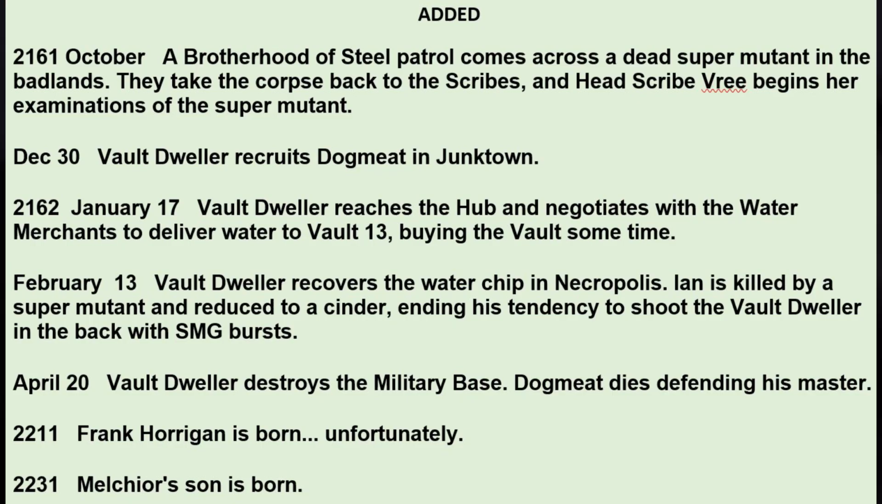2162. In January, Vault Dweller reaches the Hub and negotiates with the water merchants to deliver water to Vault 13, buying the vault some time. February, Vault Dweller recovers the water chip in Necropolis. Ian is killed by a super mutant and reduced to a cinder, ending his tendency to shoot the Vault Dweller in the back with SMG bursts.